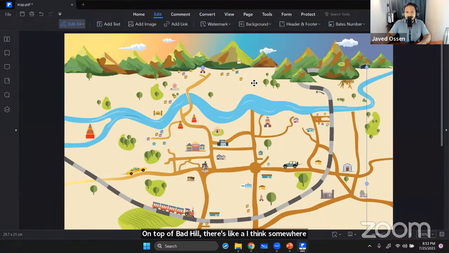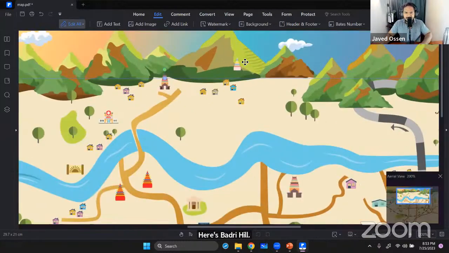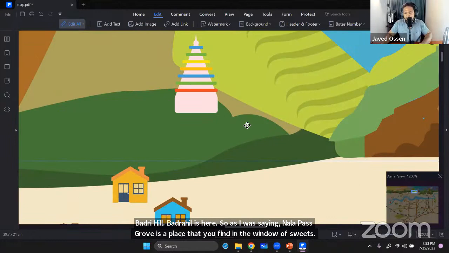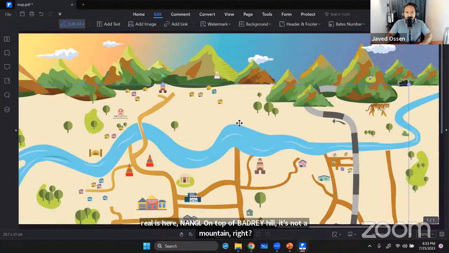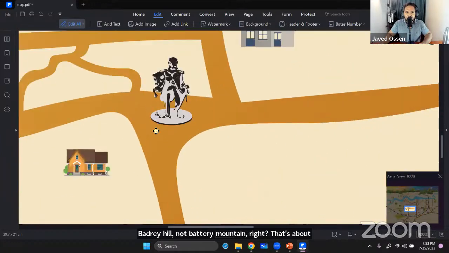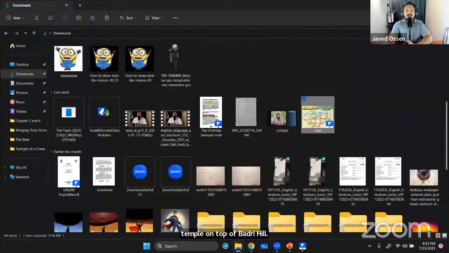So as I was saying, Nallappa's Grove is a place that you find in The Vendor of Sweets. Badri Hill is here. It's not a mountain, right? Badri Hill, not Badri Mountain. And apart from that, Jagan's house must be here near the Lawley statue. So we are that keen with literature that we even made a map for The Vendor of Sweets. You're right, there's a Krishna temple on top of Badri Hill. You're right, Arunya. So Nallappa's Grove was found in The Vendor of Sweets.